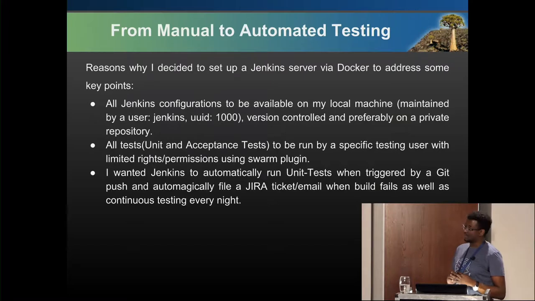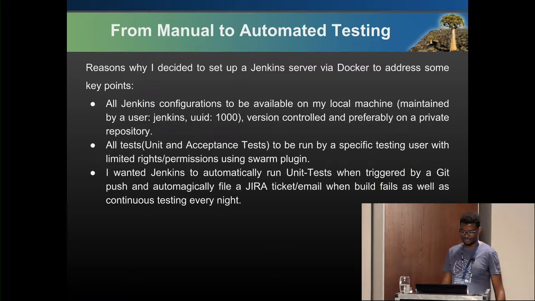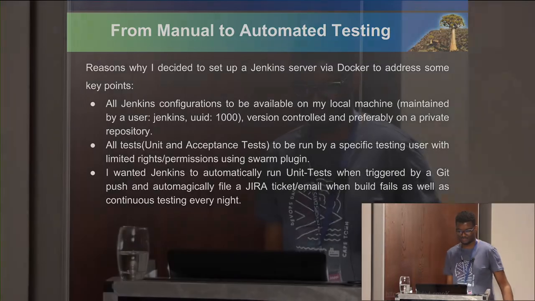I wanted all tests to be run by an isolated user with minimum permissions. I wanted to automatically trigger the Jenkins build from a Git push, Git commit or web push. And at the end of the day, I wanted results. If there are any failures, create a Jira ticket and notify me via email, so that when I get back to the office the following day, I know what I'm actually going to need to be doing.